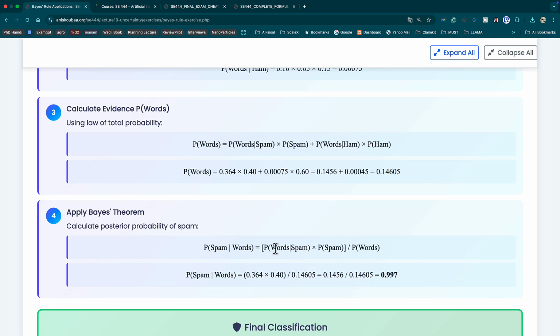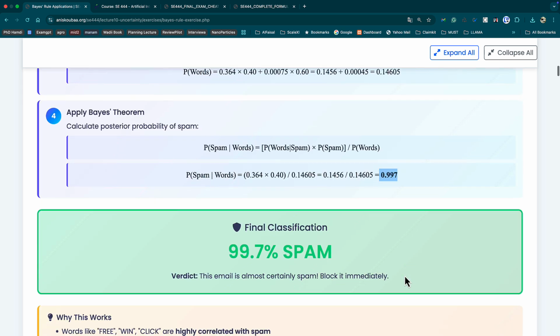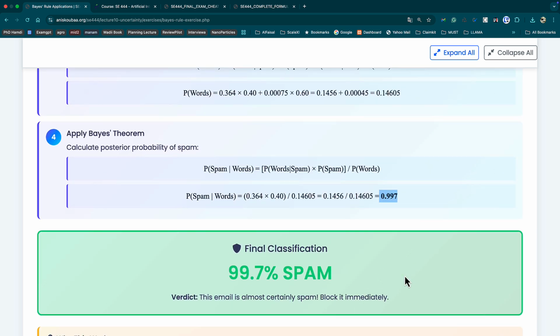So doing all this, the probability of words given spam that I calculated, multiplied by the probability of spam, 0.4, divided by the probability of evidence, which I calculated here, is going to be this number. So the final classification, naive Bayes says 99%, this is spam. Makes sense.